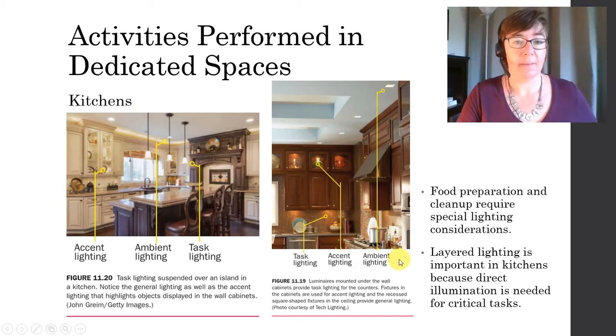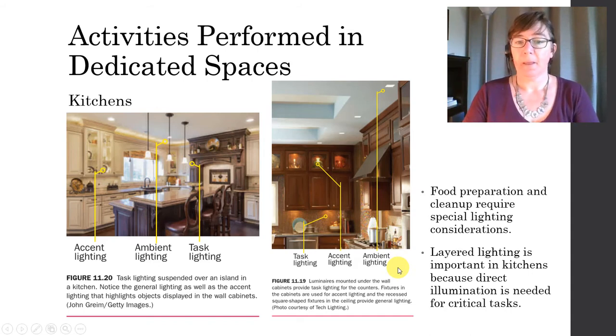Here's a second example, very similar. In this example, we have ambient lighting being provided by these square recessed lights, and I'm guessing it's also some skylights up here. That's hard to tell. We've got task lighting being performed by some under cabinet lights. And we've got accent lighting in these display cabinets up above.